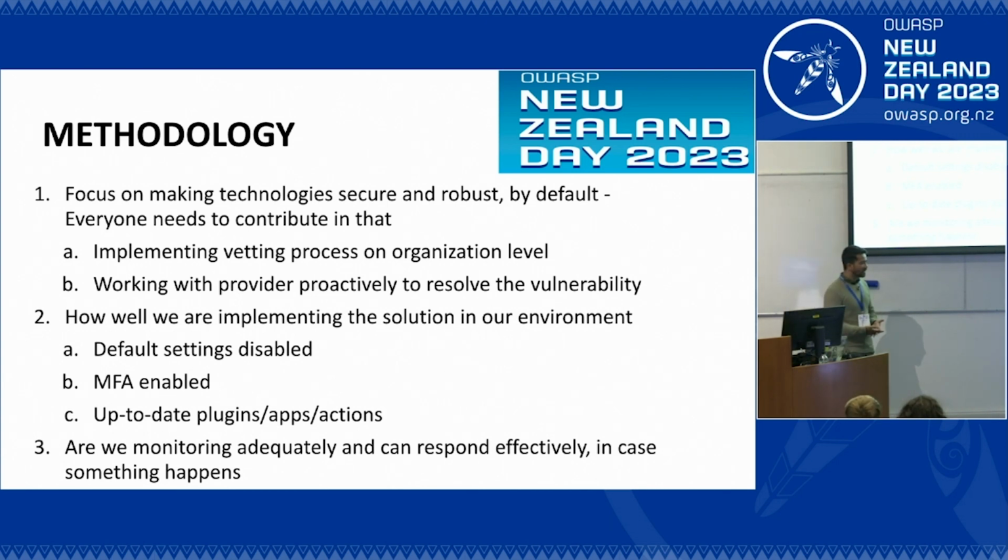So these are the three parts to the methodology. First, making the technology and the software secure by itself. There we have to play the role from both sides, being a software provider and a software consumer. The other part is implementing it well, using all the security configurations possible, and third, being prepared for any security incidents we might face in the future.